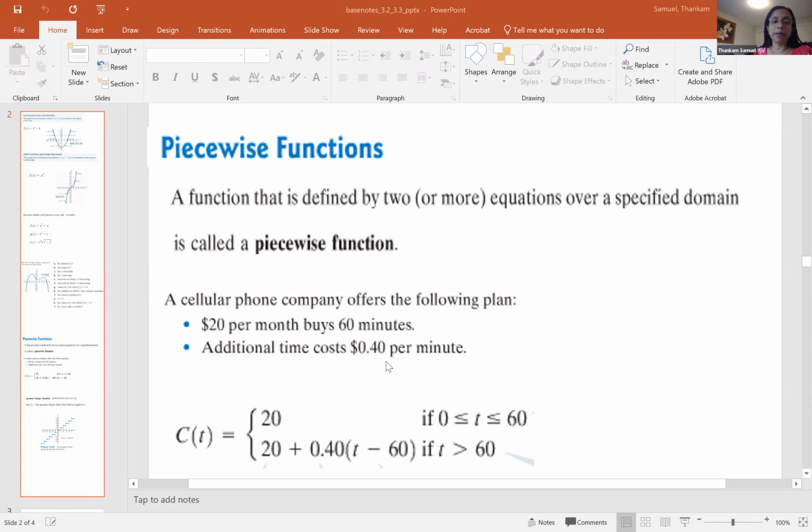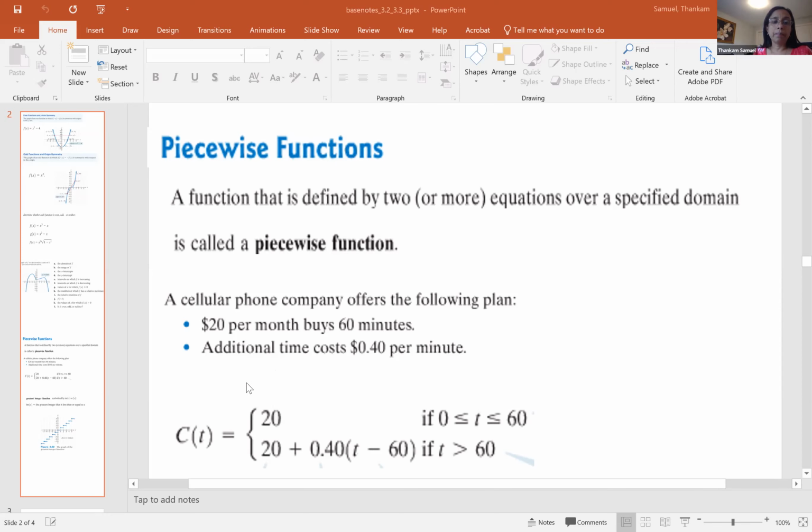So we can name the function C of t, that is the cost, equals $20 if the time is greater than or equal to 0 and less than or equal to 60. So that is based on the first option, $20 per month buys 60 minutes. So the maximum he can have for $20 is 60 minutes.